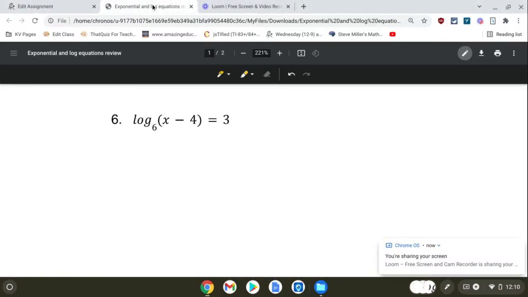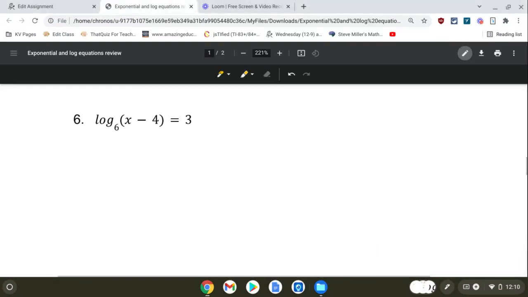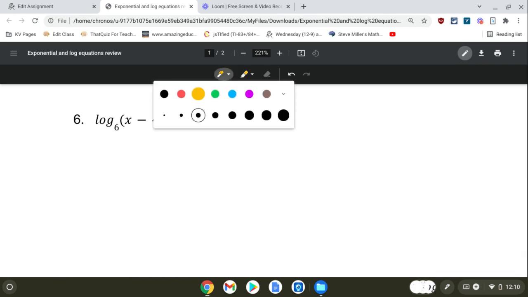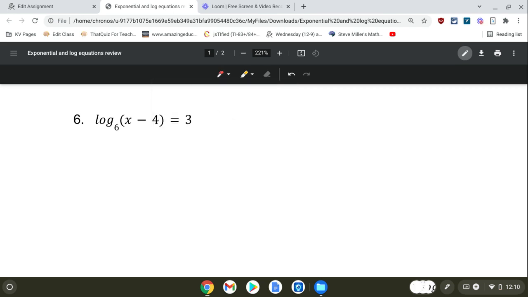Okay, so the next batch, these are going to be our logarithm equations. And I just think these are so much easier than those exponential equations. All right, so once you have one of the logarithms, the one that has the variable, once you have it isolated, we're going to exponentiate both sides to rewrite it in exponential form.